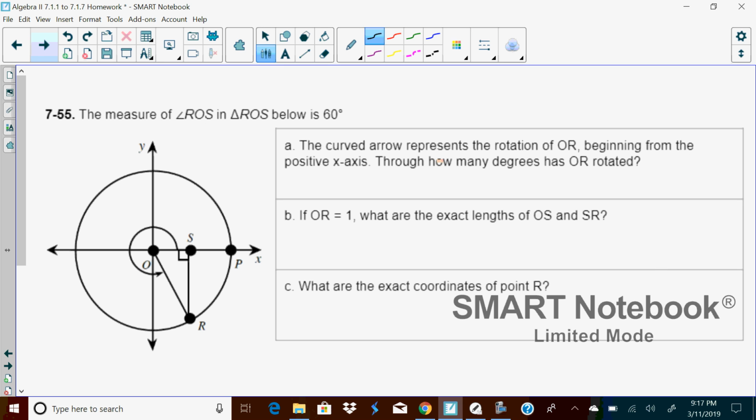55, it says the curved arrow represents the rotation of QR beginning from the positive x-axis through how many degrees? So it's at 60 degrees right now. So that means it's gone 360 minus 60, or 300 degrees.